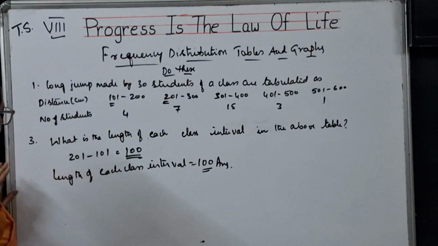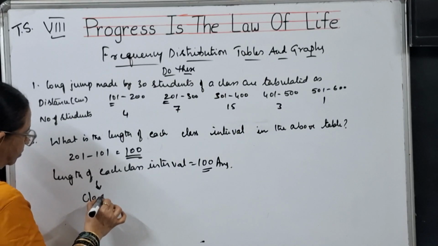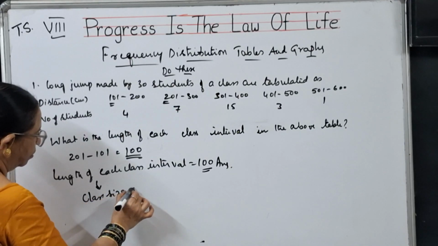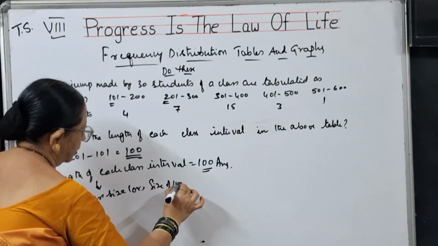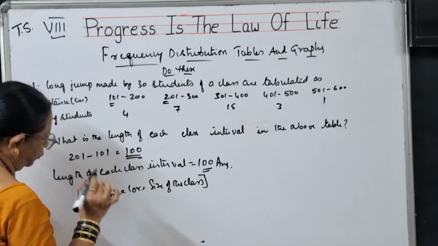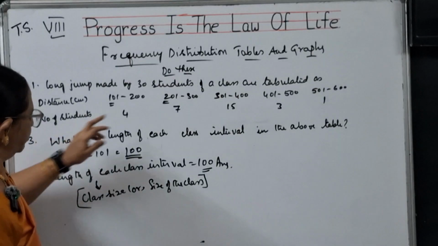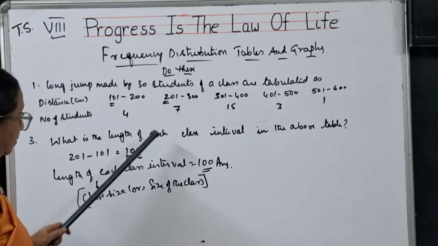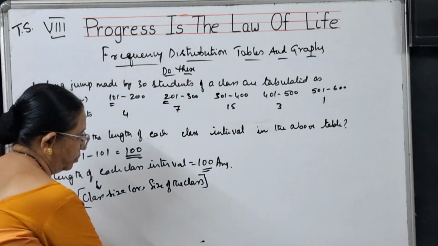You can call the length of the class interval also the class size or size of the class. In higher classes, you may use this. So the length of the class is nothing but the class size. How do you get it? By taking the lower limit of the second class interval minus the lower limit of the first class interval. If you do, you will be getting that answer. Please note it down, children.